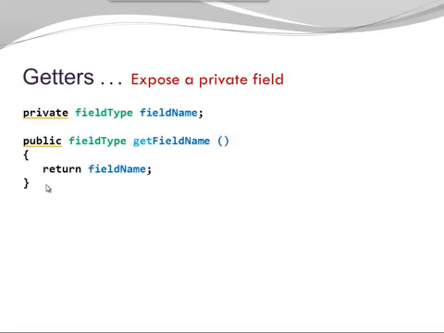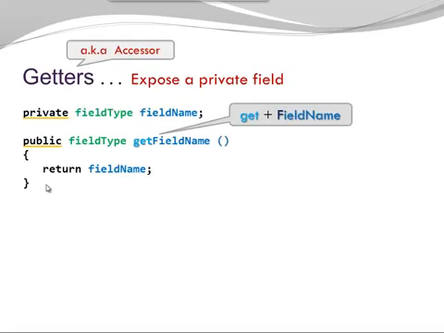So let's have a closer look at getters. Getters expose the value of the private field. They are also known as accessors, just a different word. Getters, get method, accessor. It is very common to choose a name for a getter that is using the prefix get and the field name that it exposes. Now we're going to change the first letter of the field name to an uppercase letter to have our camel case notation like getFieldName.